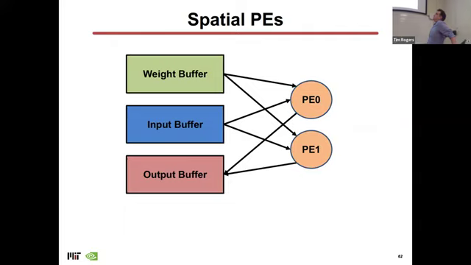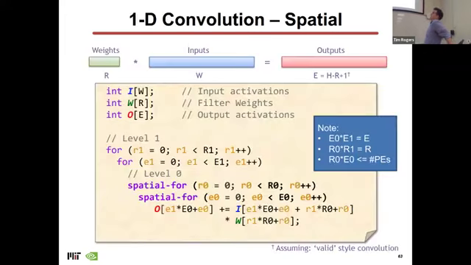Spatial processing elements. Instead of chaining things together, we have them read from and then write to the buffers. We basically have a broadcast from the weight buffers and a broadcast from the input buffers, and then they can all write to the output buffers. And you can lay things out spatially and do it this way. This is another way to construct these things.